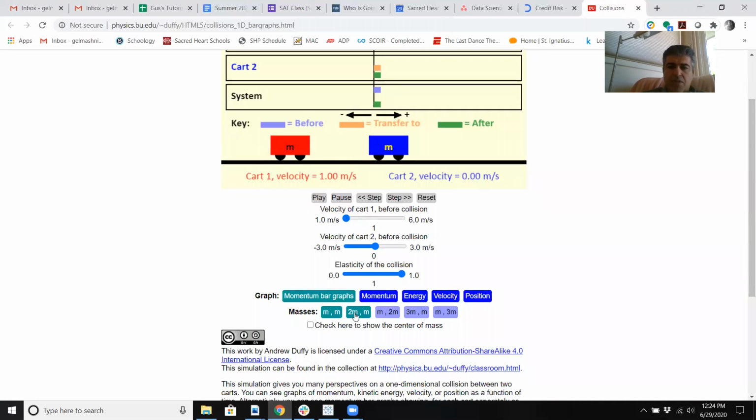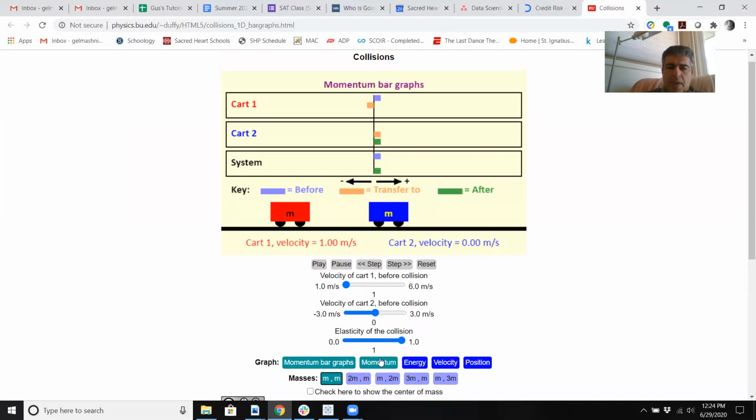So both the same masses, you could double the mass of one, and that one made double the mass of the stationary one, or triple the mass of the moving one, or the other end. But we'll keep them the same for now. Make it easy. And here are momentum bar graphs.